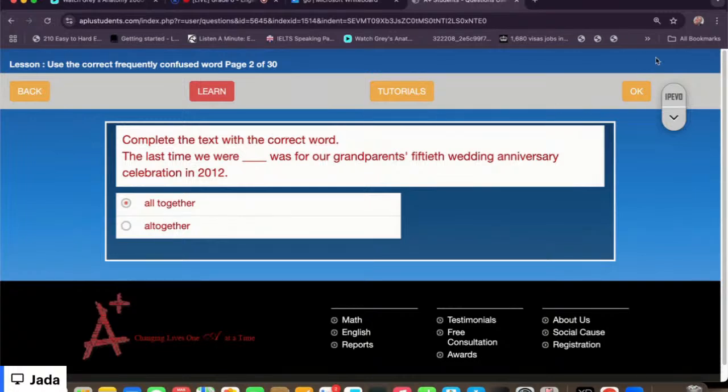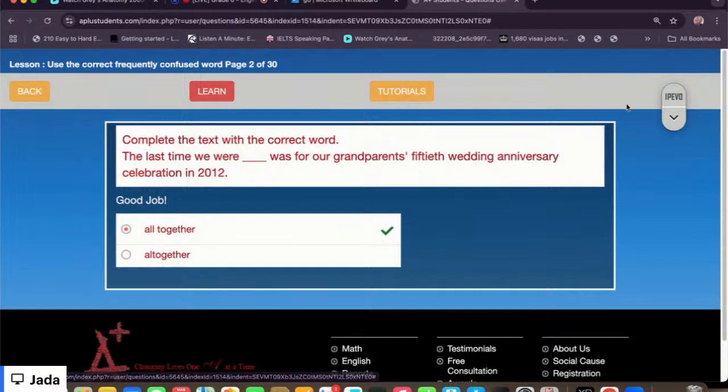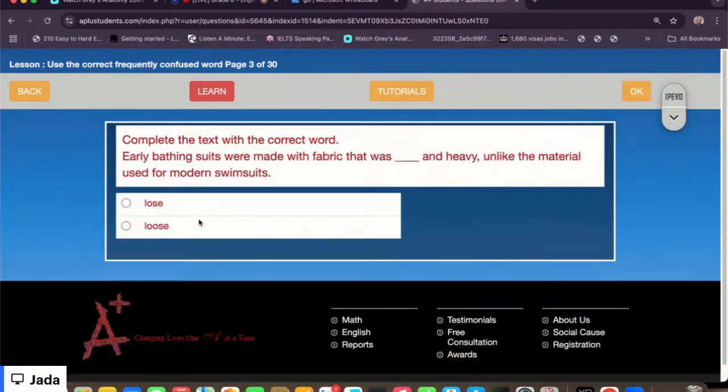All right, so we have what? All together. This is the right one. Okay, like gathering together.